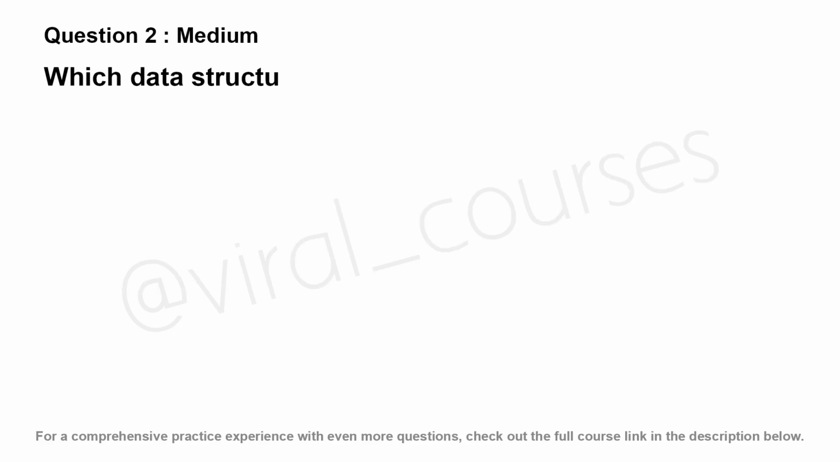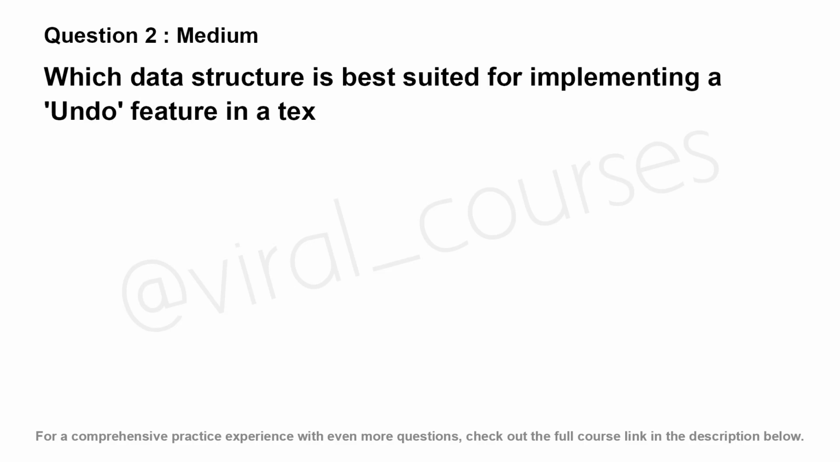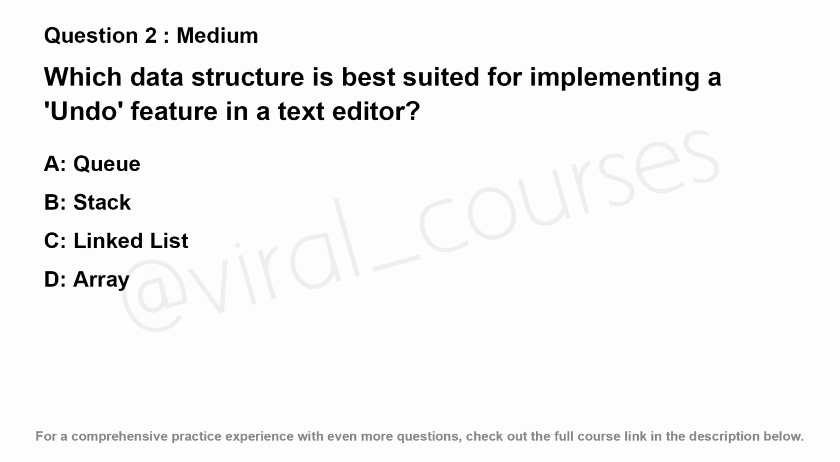Which data structure is best suited for implementing an undo feature in a text editor? Option A, queue. Option B, stack. Option C, linked list. Option D, array.